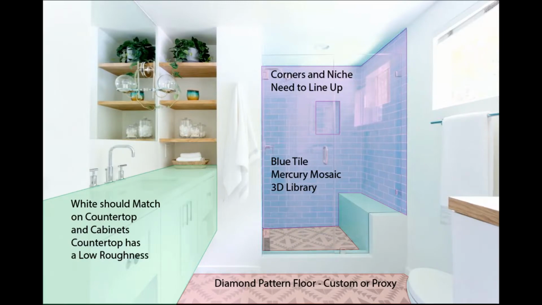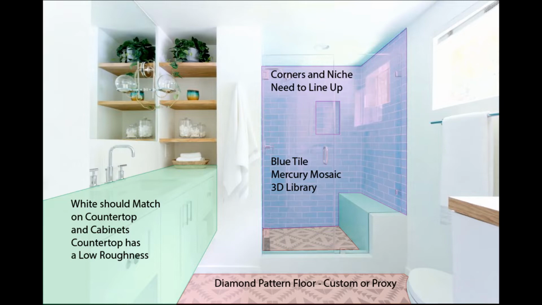So looking at the cabinetry on the left here, shaded in green, the white should match the countertop and cabinets. It looks like it's the same white value. We want them to be pretty close as far as the color itself. The only difference is that the countertop is going to have a low roughness because it's polished, it has a nice sheen to it, and the cabinetry does not have any sort of reflective qualities. So we're going to probably make it maybe 50% roughness. We'll see when we get there, but just wanted to mention that.